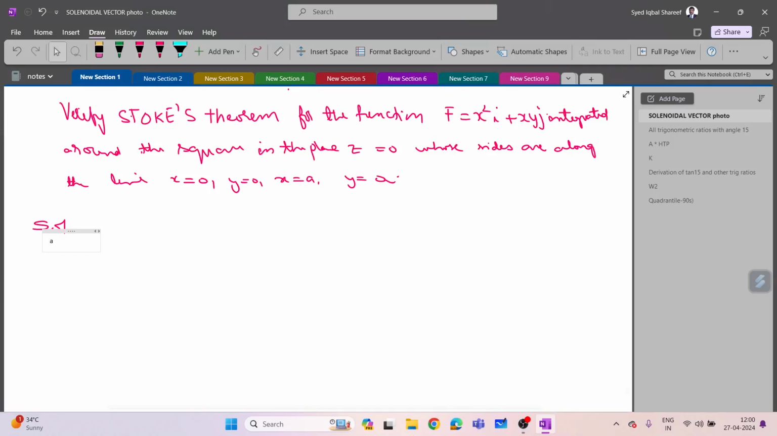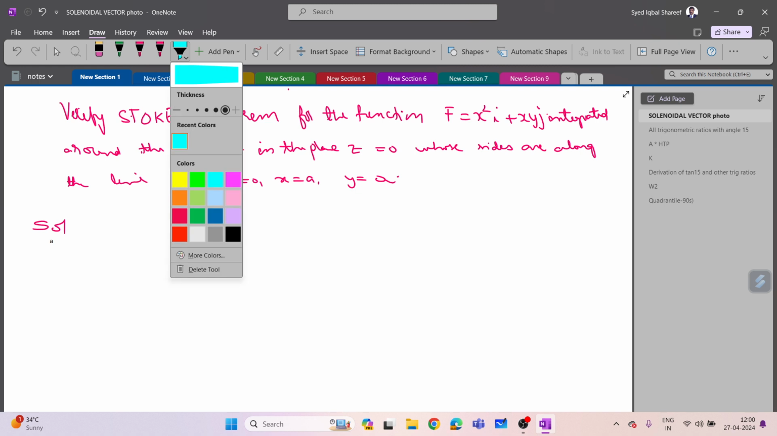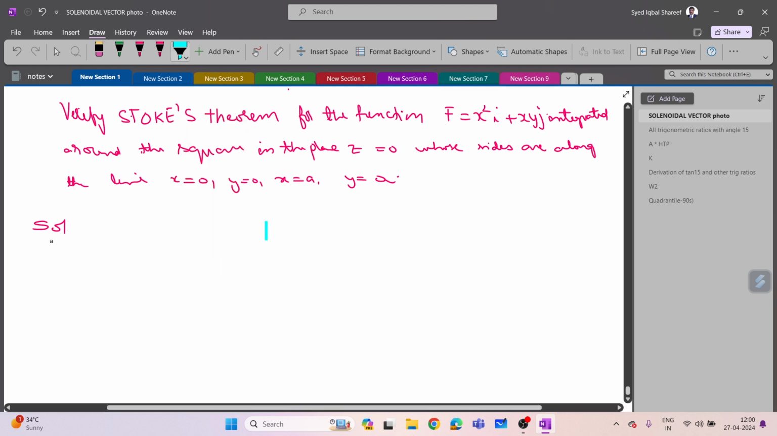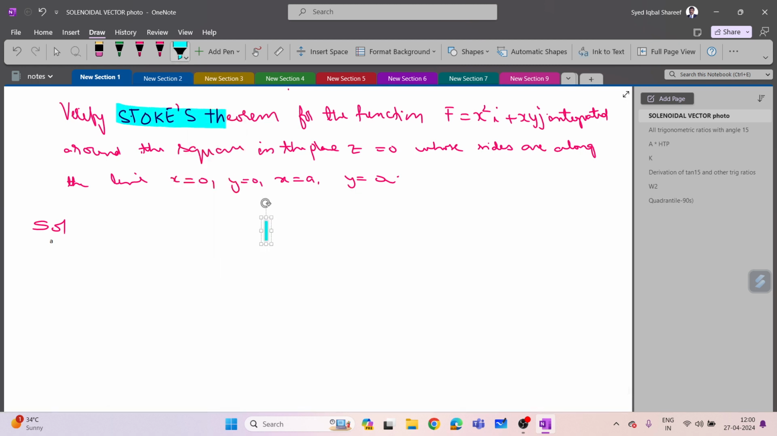Hi everyone. Today we'll discuss verifying Stokes' theorem along the lines y equal to 0, y equal to a, x equal to 0, x equal to a. So what is Stokes' theorem first? What is the statement of Stokes' theorem?